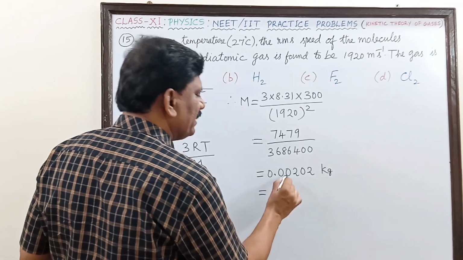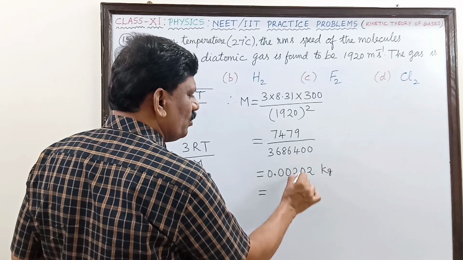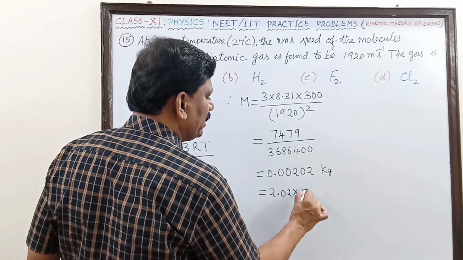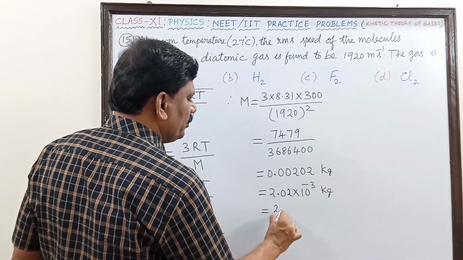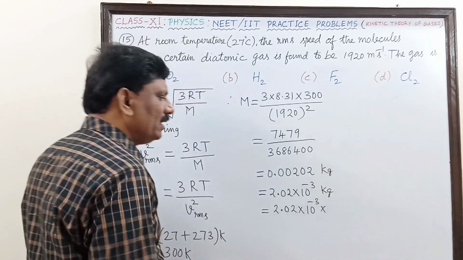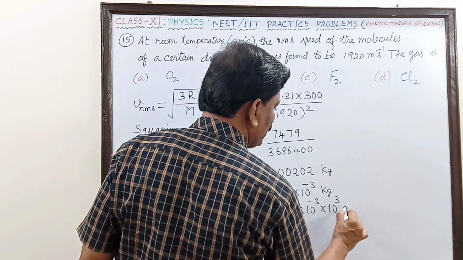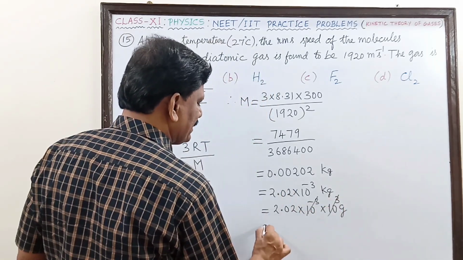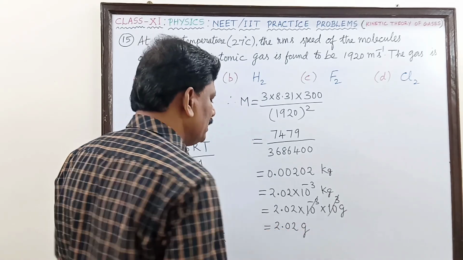So now I can shift the decimals like this. 0.002 can be written as 2.02. So 2.02 into 10 to the power of minus 3 kg. So this is 2.02 into 10 to the power of minus 3 multiplied by 1 kg is also equal to 10 power 3 gram. So that these two powers can be cancelled and this is equal to 2.02 gram.